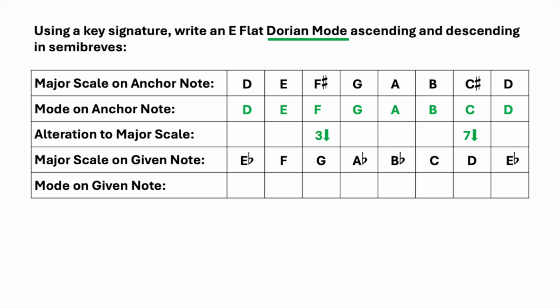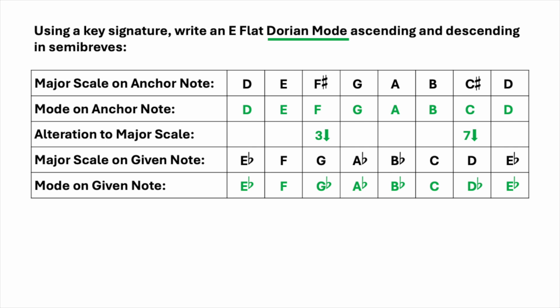To change this E flat major scale into an E flat Dorian mode, I will need to make the alterations I identified in the middle row of this table. I can write the E flat and F as they are, but I will need to lower the G by a semitone, making it a G flat. A flat, B flat, and C can be left unchanged, but my seventh note, D, needs to be lowered by a semitone, making it a D flat. I finish my mode by ending on the same note I started on, E flat.